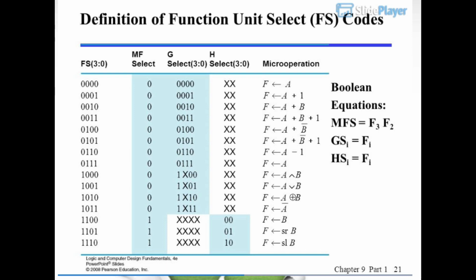Definition of function unit select, Fs, codes. G select, H select, and MF select in terms of Fs codes. Fs 3:0, MF select, G select 3:0, H select, micro-operation.